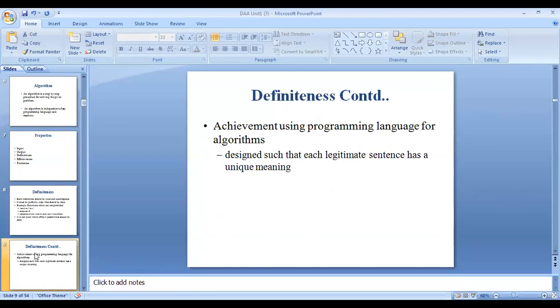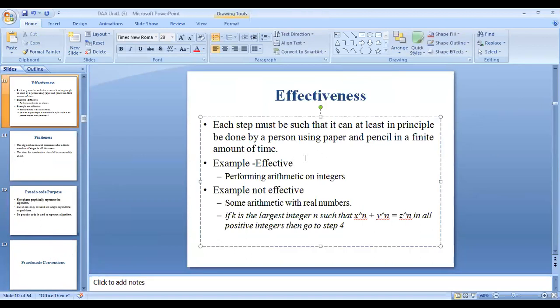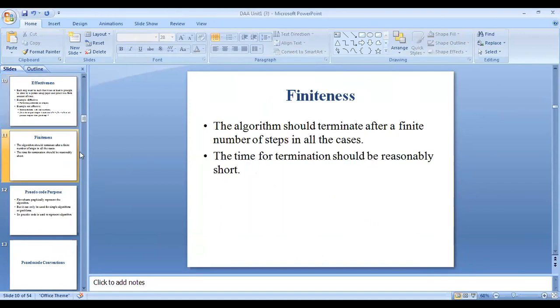Then, effectiveness. Here effectiveness means it will complete within a finite amount of time. But it will not take a very long time, so that is not the solution to that problem. You have to identify whether it will be completed within an effective time. Then finiteness: the algorithm should terminate after a finite number of steps.